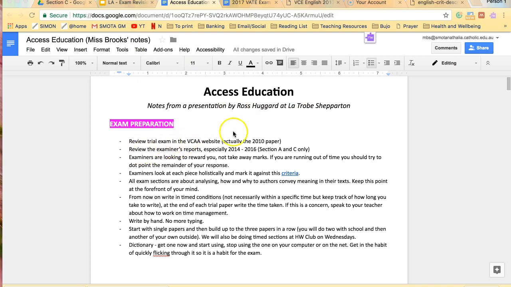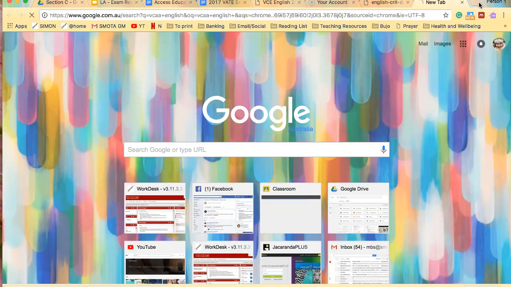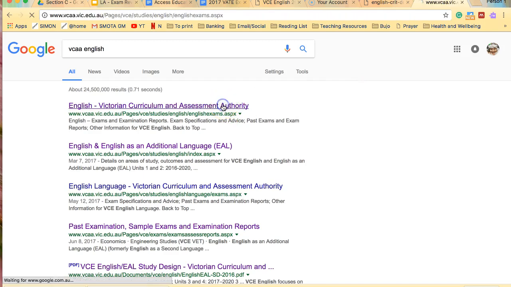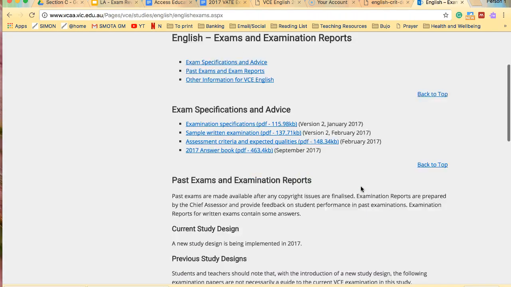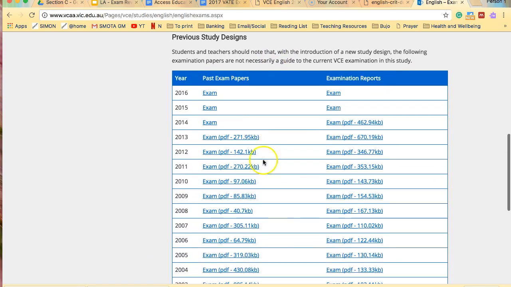So the first thing that he advised the students at today's lecture to do is to go to the VCAA website and to look at past exam papers. That can be done simply by going through Google and looking down. Once you pull up the English page, scroll down and you can see the exams, and these are all in PDF form, and the examiner's report.